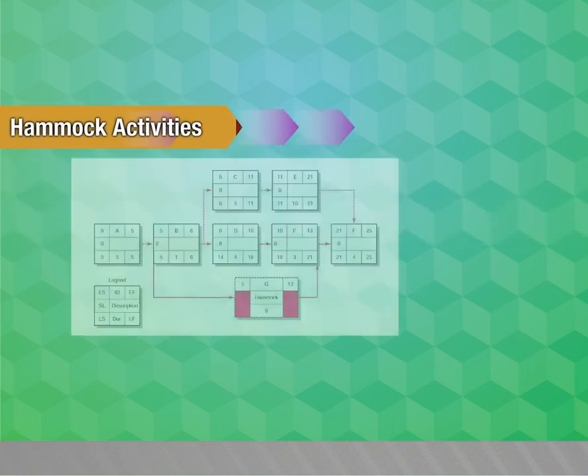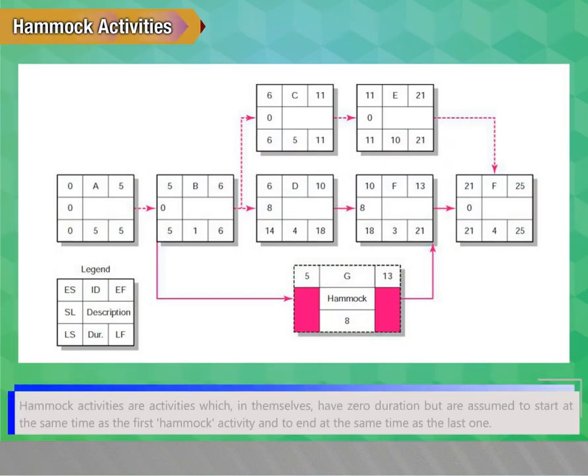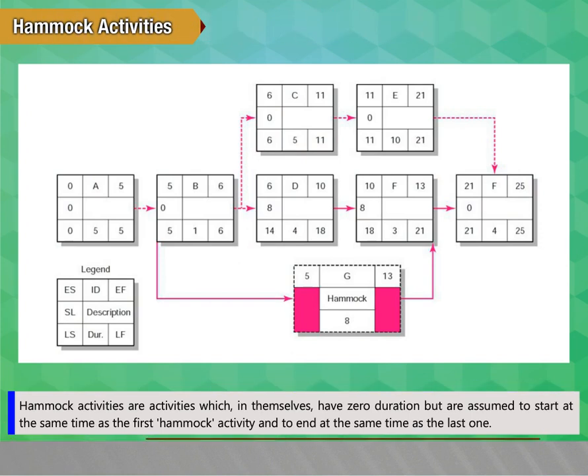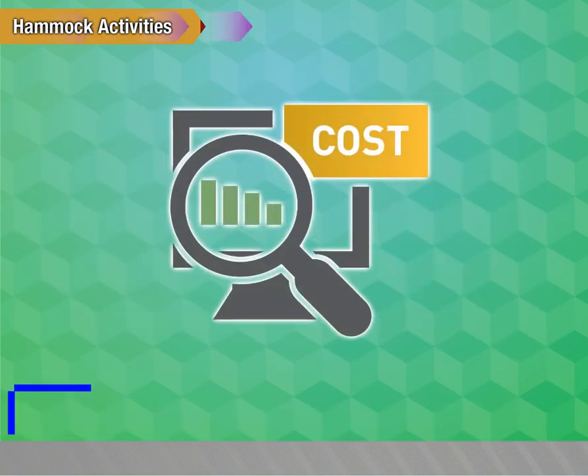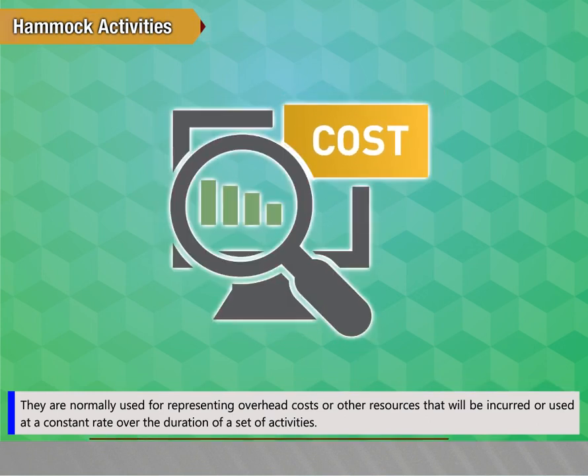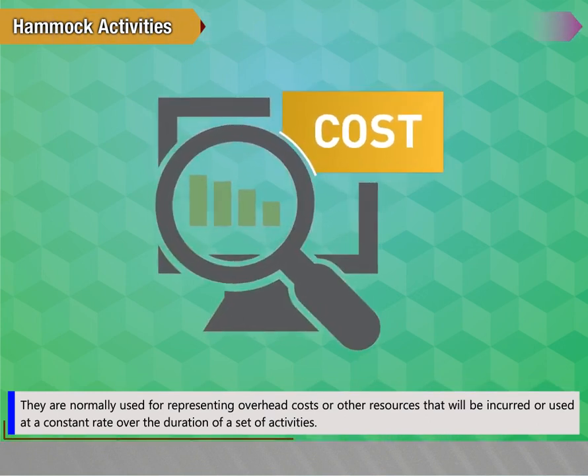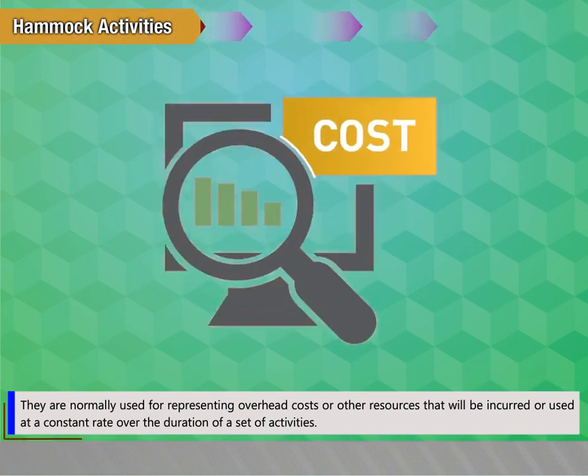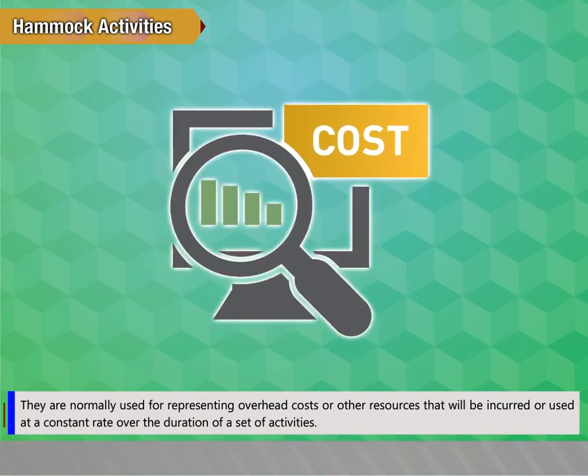Hammock activities. Hammock activities are activities which in themselves have zero duration but are assumed to start at the same time as the first hammocked activity and to end at the same time as the last one. They are normally used for representing overhead costs or other resources that will be incurred or used at a constant rate over the duration of the set of activities.